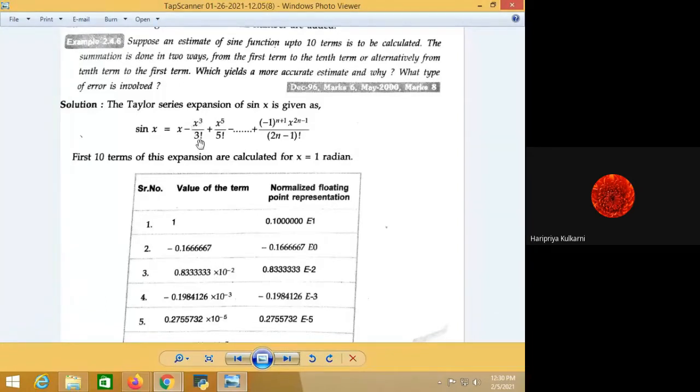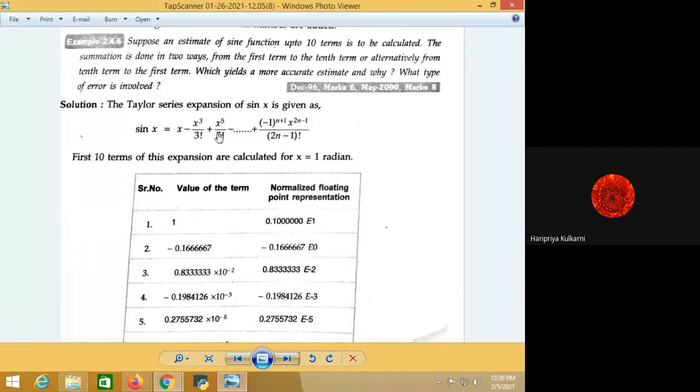1 upon 3 factorial. Factorial I hope you know. Factorial means, for example, 3 factorial means 3 into 2 into 1. 5 factorial means 5 into 4 into 3 into 2 into 1. So here putting the value as 1 in the second term, it will be 1 cube is 1, 3 factorial will be 3 twos are 6. So it will be 1 by 6. So 1 by 6 is 0.16666667. Here we have rounded off and therefore this digit is 7 and sign is minus.